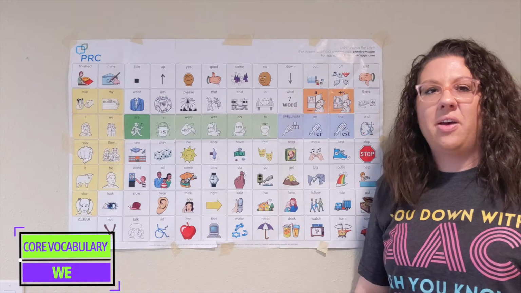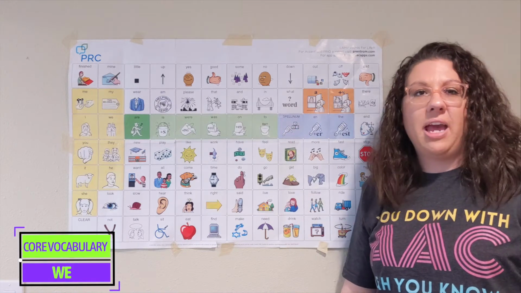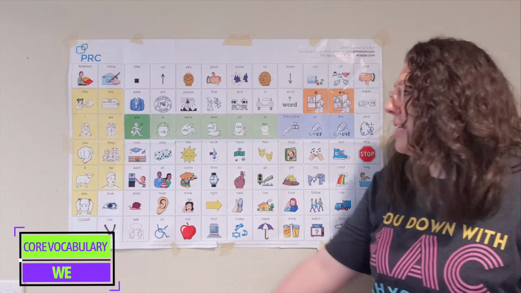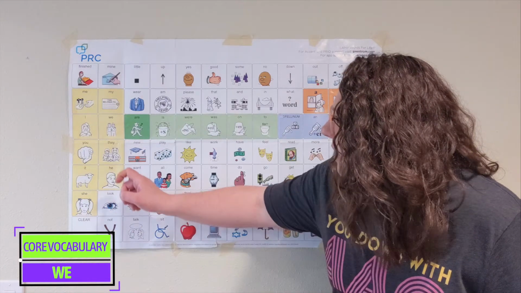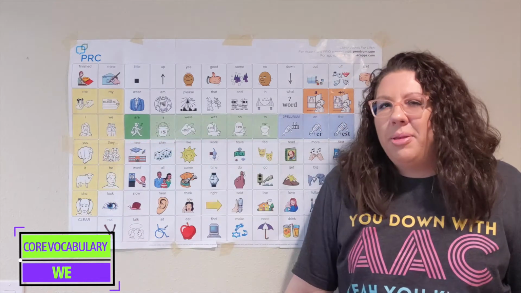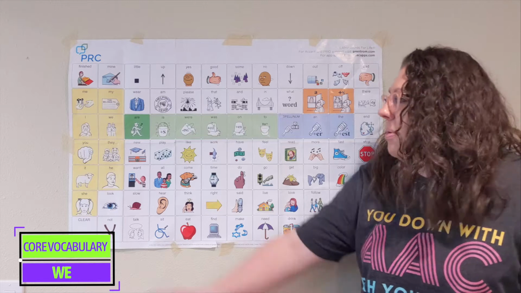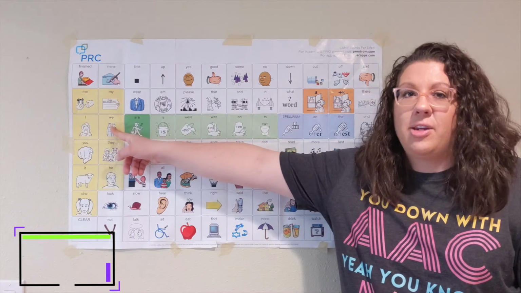Welcome to today's video. Today's video is going to be a core vocabulary and action video, and the core vocabulary word that we're going to be targeting in today's video is we. We is probably going to be a yellow word because it's a pronoun. So on your AAC system, look at your yellow words and you might find we.